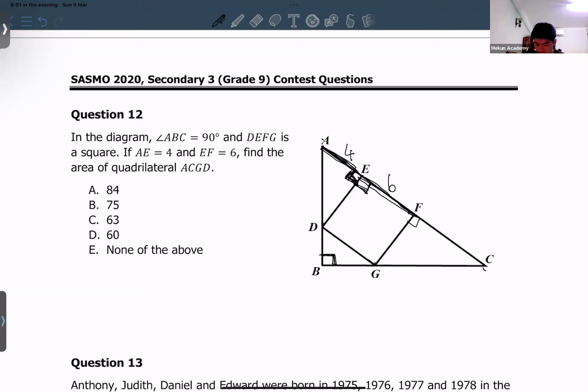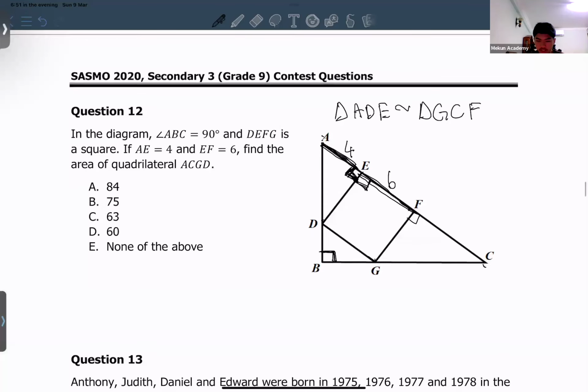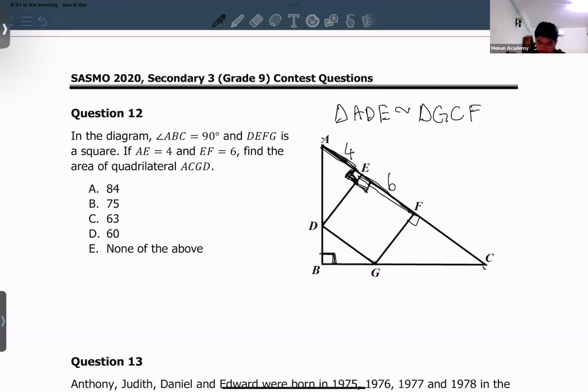So from this, before you solve this question, you need to find a similar triangle. So we need to prove that triangle ADE is similar to triangle GCF. So this is our main thing that we need to find. So from here, you can look at this angle ADE.